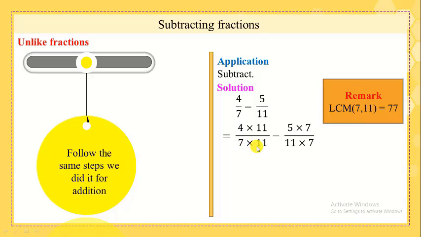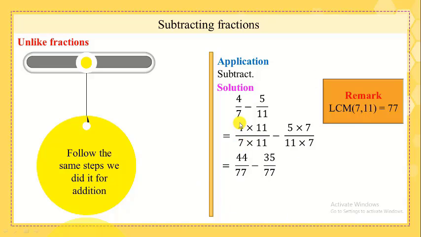So we multiply 7 by 11 to get 77, and we do the same to the numerator 4. We multiply 4 by 11, and we multiply 11 by 7 to get 77. So we do the same to the numerator 5. We multiply 5 by 7. So 4 times 11 is equal to 44, and 5 times 7 is equal to 35. So we get 44 over 77 minus 35 over 77.